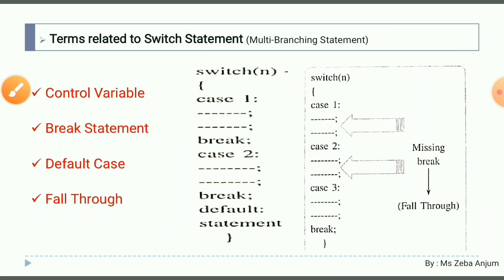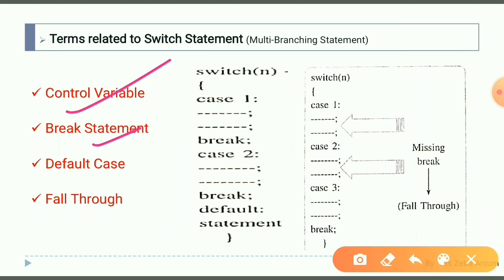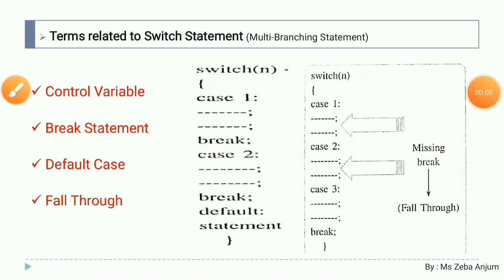So these terms are basically very important: control variable, break statement, default case, and your fall through statement. So now students, this is basically about your chapter number 7, that is conditional flow. In the next video we are going to solve your exercise portion, and yes, for this thing we are having our home assignment also.